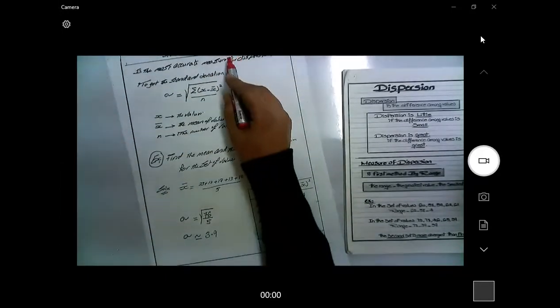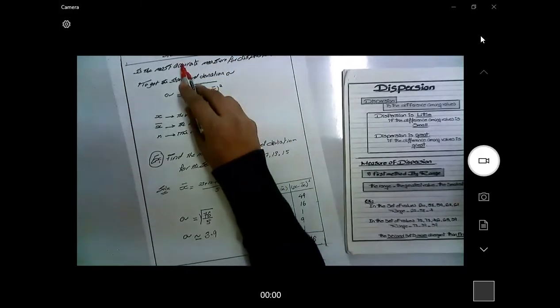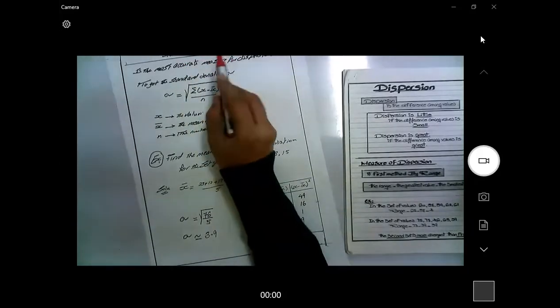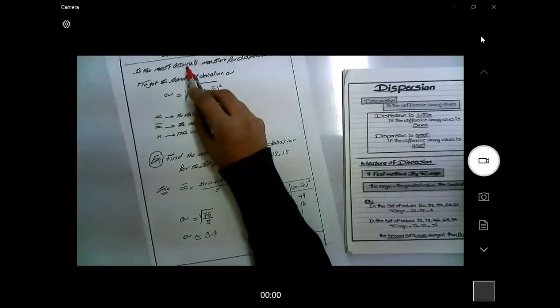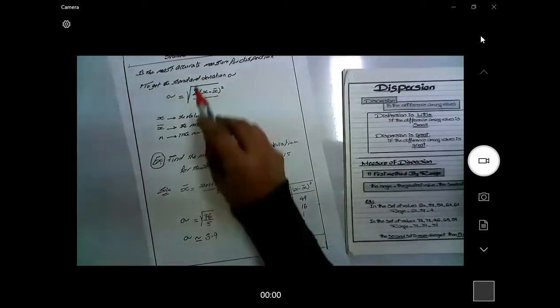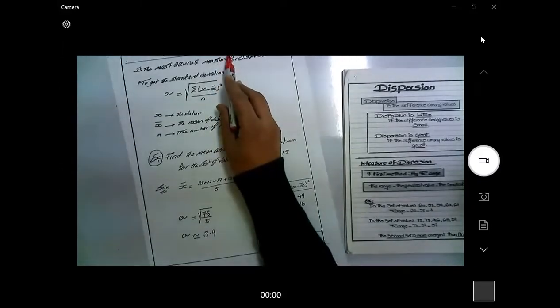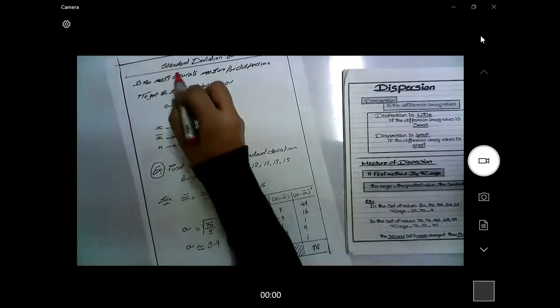Standard deviation is symbolized by sigma. This letter is called sigma, the symbol of standard deviation. It is the second measure for dispersion. The standard deviation, sigma, is the accurate measure for dispersion.